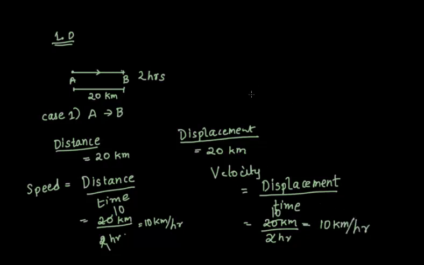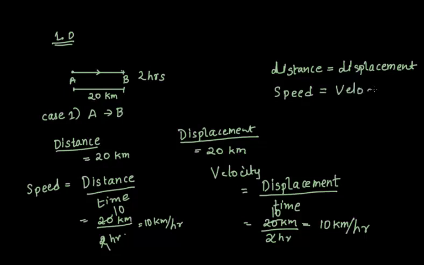So in this case we observe that distance equals displacement and speed equals velocity. But be careful, this is not always the case. It is only in this case 1 that we see distance equals displacement and speed equals velocity. We'll see in the further few cases that this is not always true.